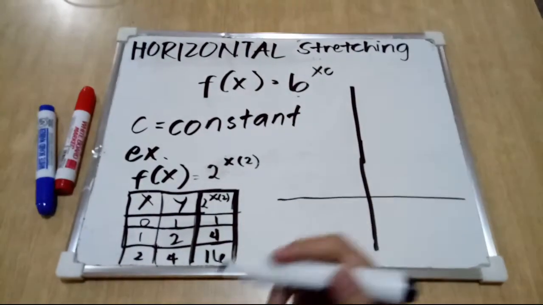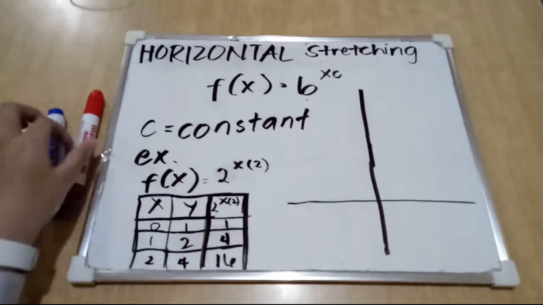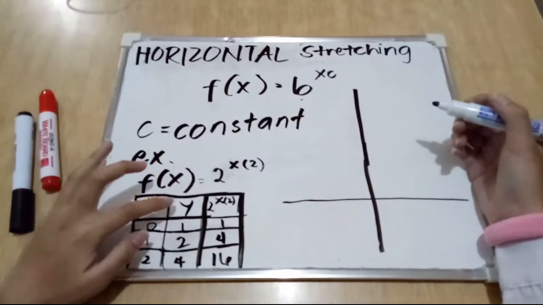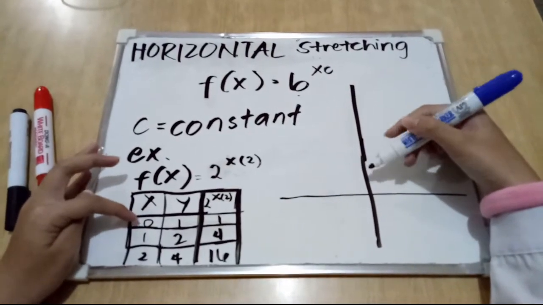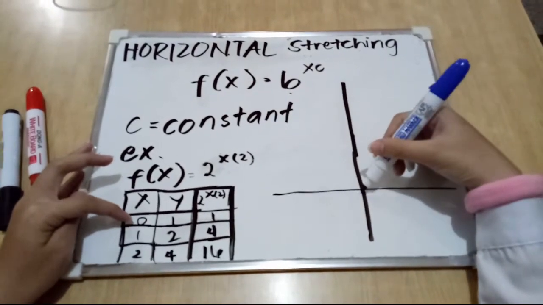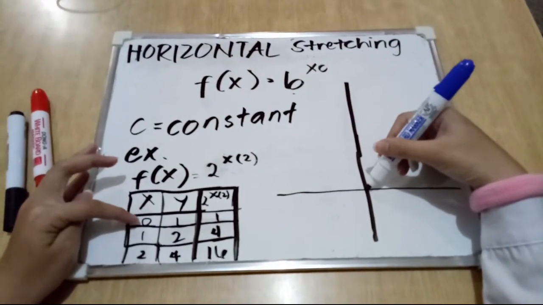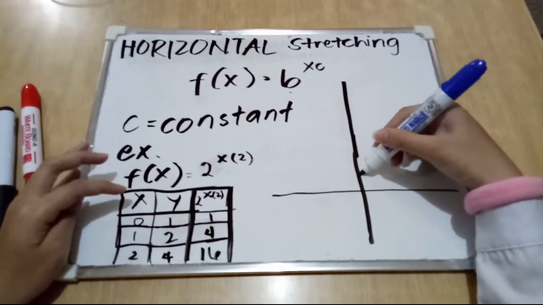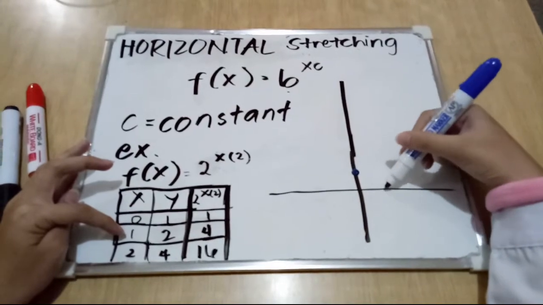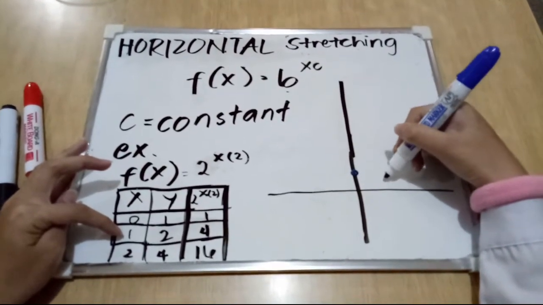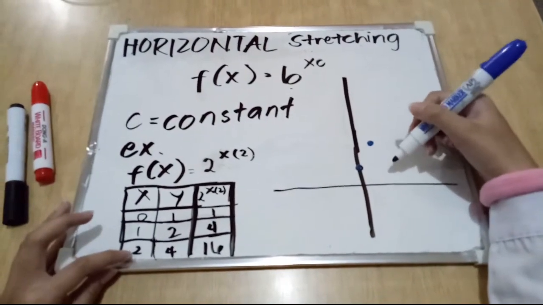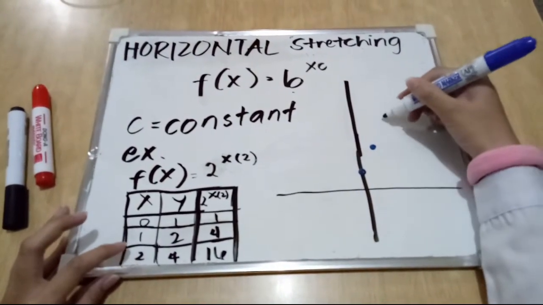So now let's proceed to plotting the points. Let's first plot the values of x and y. Let this be the original plot. So first is 0, the y is 1. Next is 1, the y is 2. And last is 2, the value of y is 4.